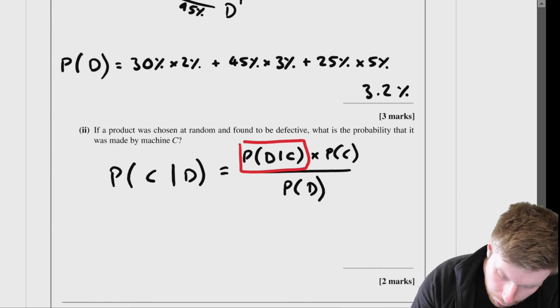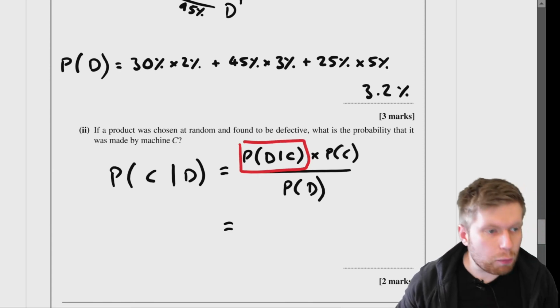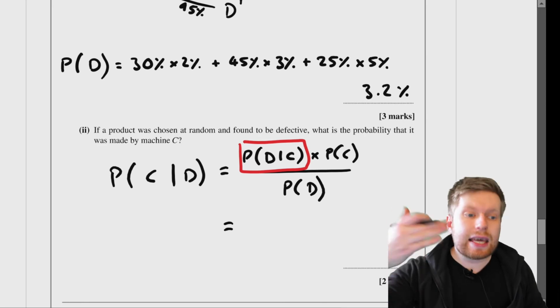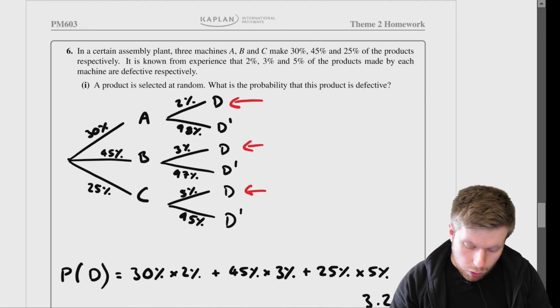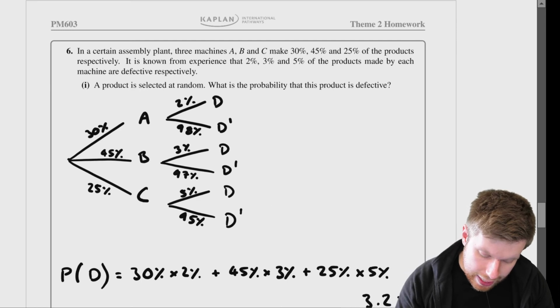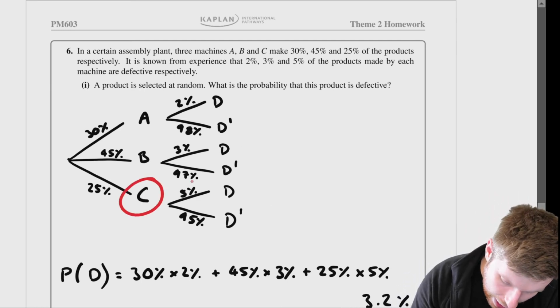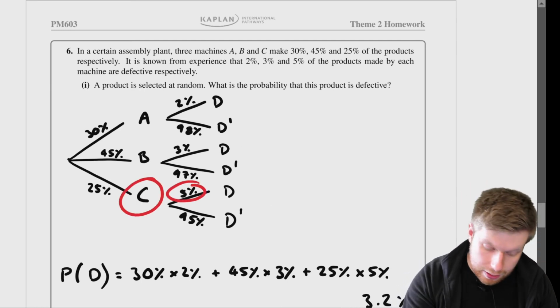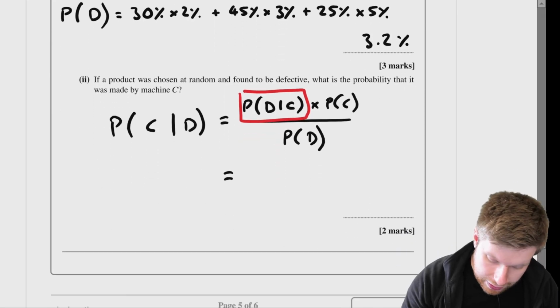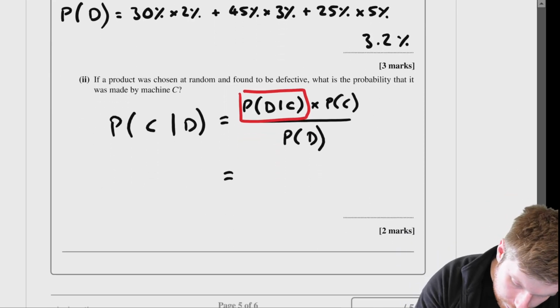Well, let's have a look at that probability there first of all. That's basically saying what's the probability that it's defective given it was made by machine C? Well, it's 5%. Okay, so that's the probability it's defective given it's made by machine C. So it's going to be 5% there.